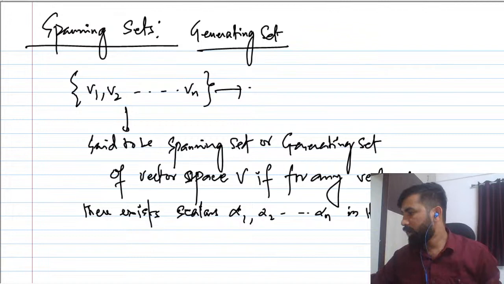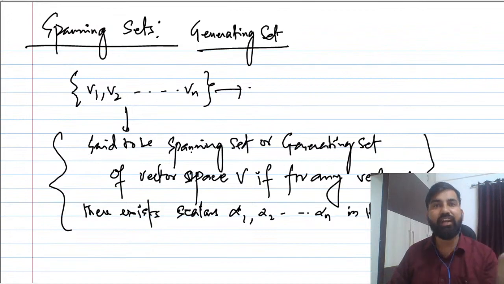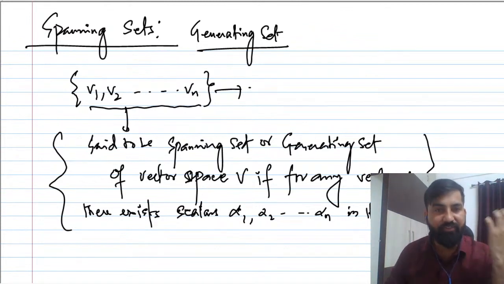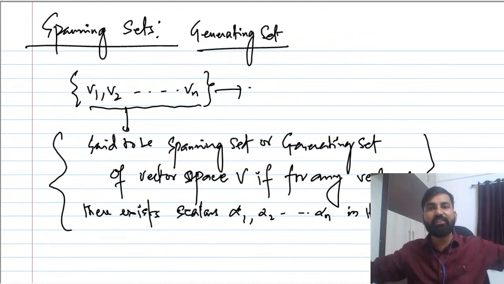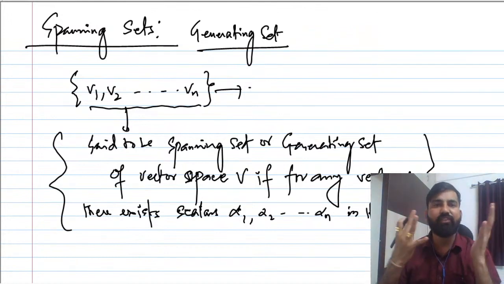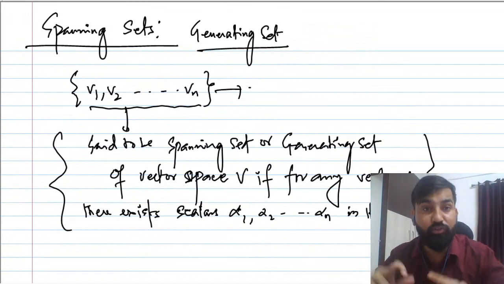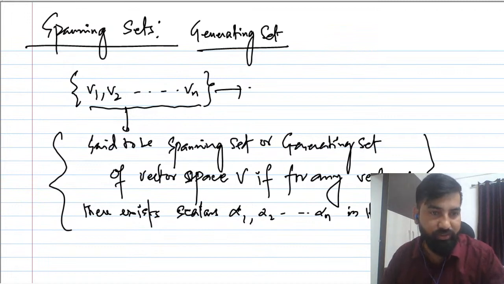So any vector can be generated, any vector can be spanned with the help of a linear combination of these given vectors. That is the meaning here. Spanning set means any vector can be generated with the help of the given set of vectors. Whatever vectors are there, v1, v2, v3, and so on, vn, they should be able to generate a new vector, and that vector should belong to the same vector space. That you have to make sure. This is a very important concept, right? I hope this makes sense to all.